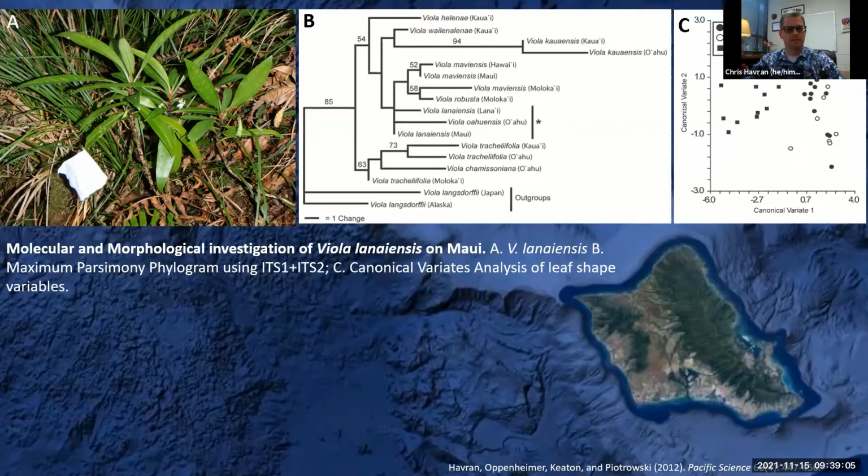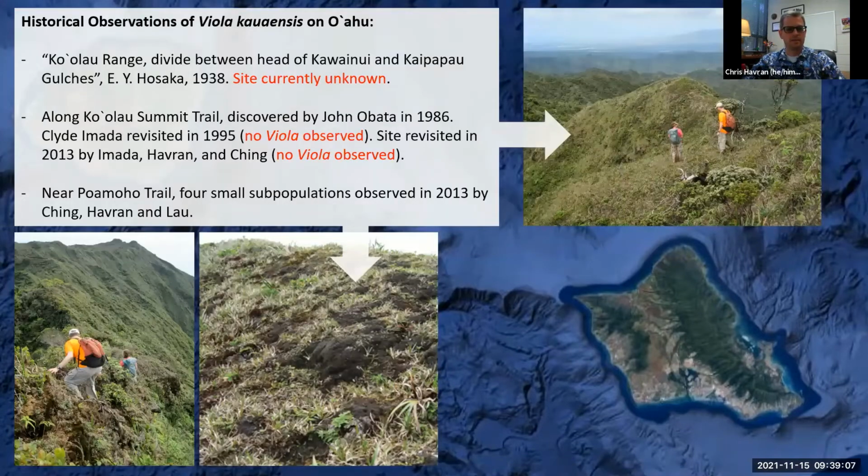Next slide, please. So Susan and I, along with Joel Lau and Clyde Amata, made several visits into the Ku'uaus in 2013 to attempt to rediscover previous populations of this entity on Oahu to make some new collections. The original type locality in the Ku'uaus by Hosaka is currently unknown.